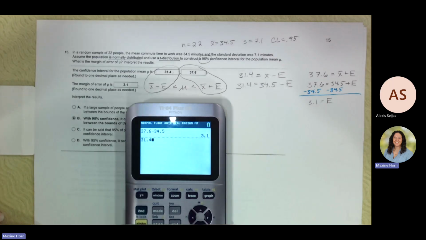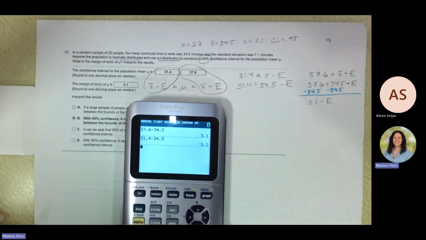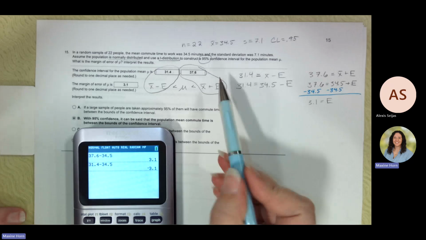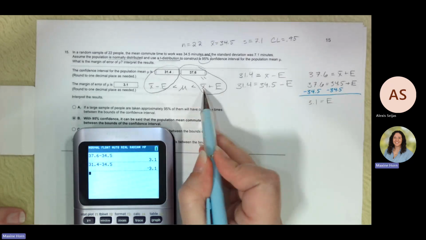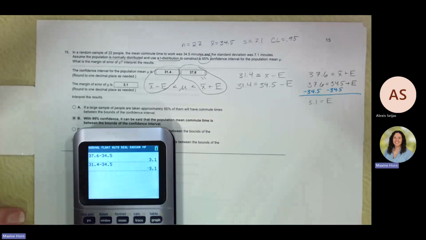You could do 31.4 minus 34.5 and you would just get a negative, because you went to the left that many units, negative 3.1. You would just need to make sure that you made it positive 3.1. But if that's confusing for you, if you don't know when you're supposed to be using positive and negative numbers, then just set up the actual formula or equation. Just say this number is equal to my sample mean plus my margin of error.